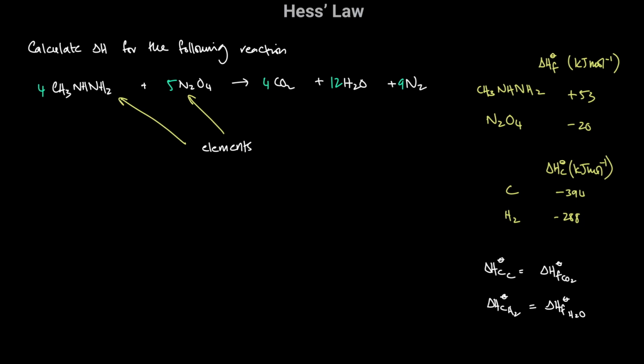So this value here is, we have 4 moles of CH3NH2, that would be 4 times positive 53. We have 5 moles of N2O4, so that would be 5 times negative 20. We have 4 moles of carbon dioxide, so that would be 4 times negative 394, and we have 12 moles of H2O, so that would be 12 times negative 288.